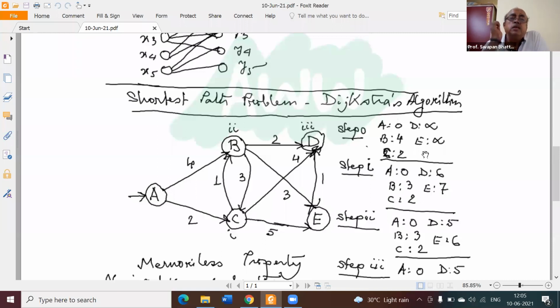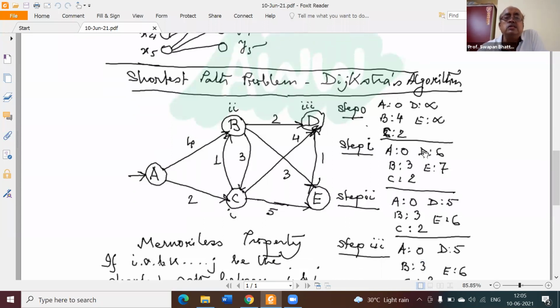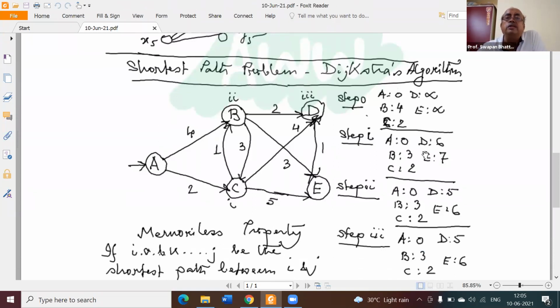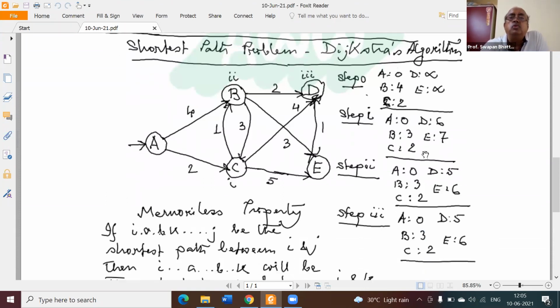Okay. So by adding C in the previous step, I have reduced the distance of B from A. By adding B, I have reduced the distance of D from A. And in step 3, now D is also in my traverse list. And I go on like this. And finally, this is the answer. From A, how do I get the shortest path to all the nodes?